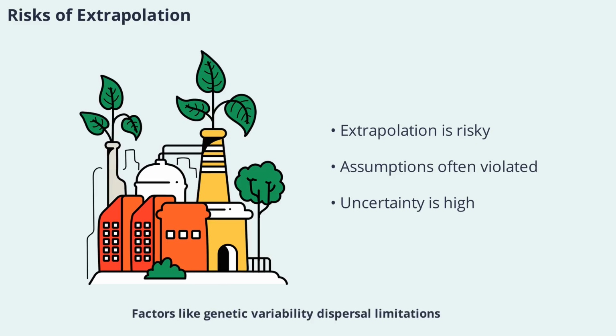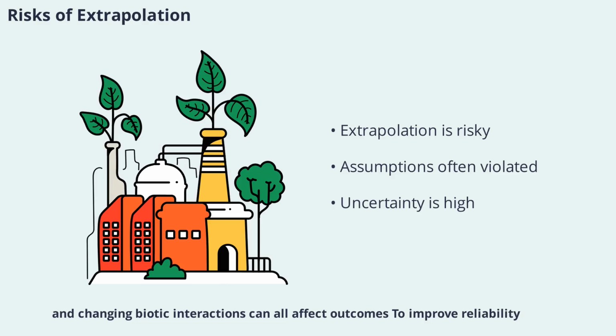Factors like genetic variability, dispersal limitations, and changing biotic interactions can all affect outcomes. To improve reliability, researchers use techniques like quantifying environmental similarity, incorporating dispersal models, and testing predictions with retrospective data. Despite these efforts, uncertainty remains a major challenge in extrapolative modeling.